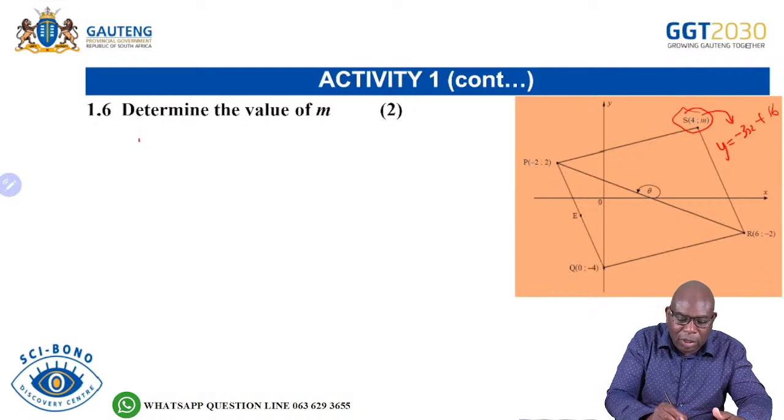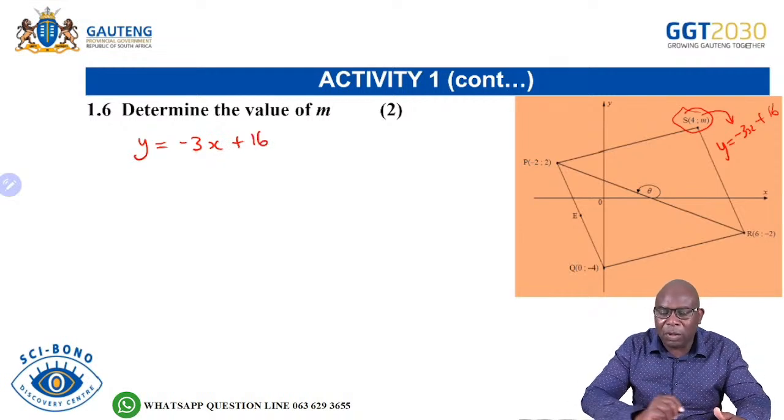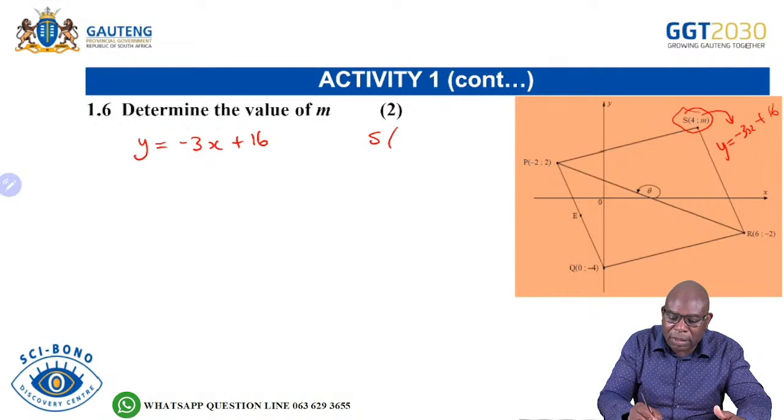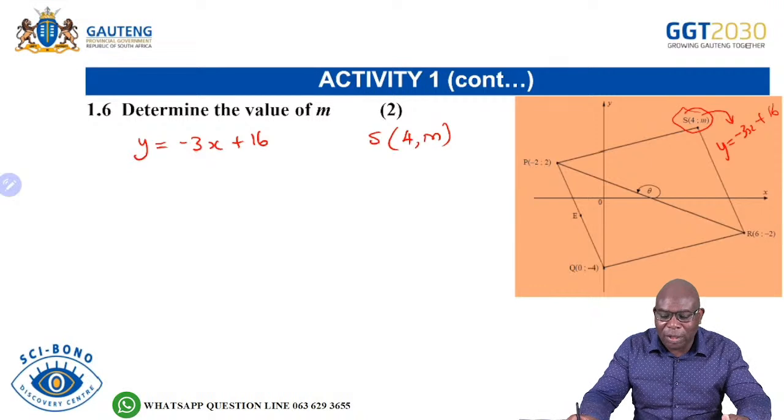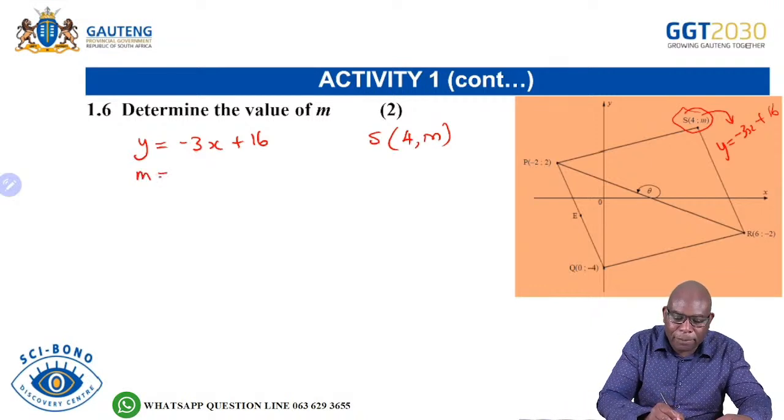I can write the equation y equals negative 3x plus 16. Then I substitute the point S for m. Then what is my y value? So my y value is going to be m. My x value is going to be 4, then plus 16. So therefore I'm going to get a negative 12 plus 16, which gives me m is equal to 4.